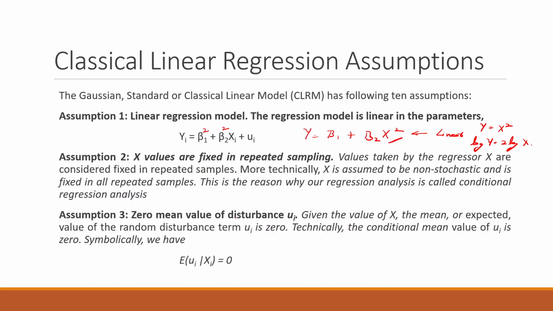Zero mean value of disturbance. That is, for the given value of x, the mean of mu, that is the error term, should be equal to 0. Or in other words, it should be normally distributed. For example, if I plot the graph of mean, then it should be normally distributed. It means that the possibility of committing very large positive errors should be very less, and the possibility of committing very large negative errors in the model should be very less. This is mean and this is standard deviation.